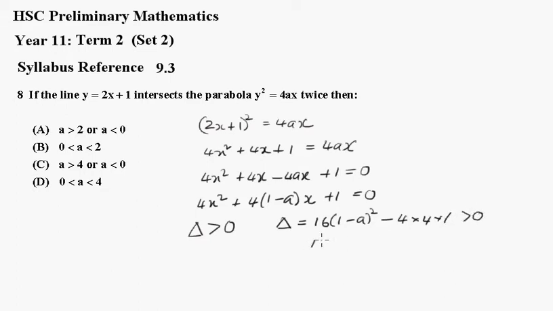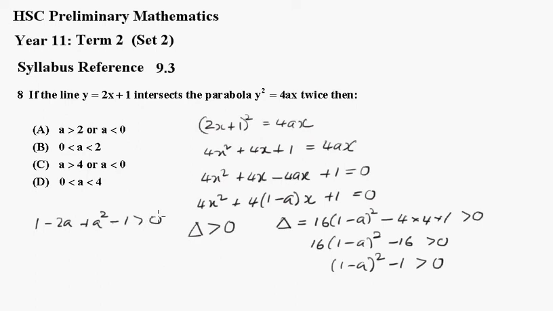So it becomes 16 into 1 minus a squared, minus 16 is greater than 0. Dividing throughout by 16, we get 1 minus a all squared minus 1 is greater than 0. So what I'll do here, I'll remove the brackets, and I get 1 minus 2a plus a squared minus 1 is greater than 0. This becomes a squared minus 2a is greater than 0. And therefore we get a outside of a minus 2 is greater than 0.